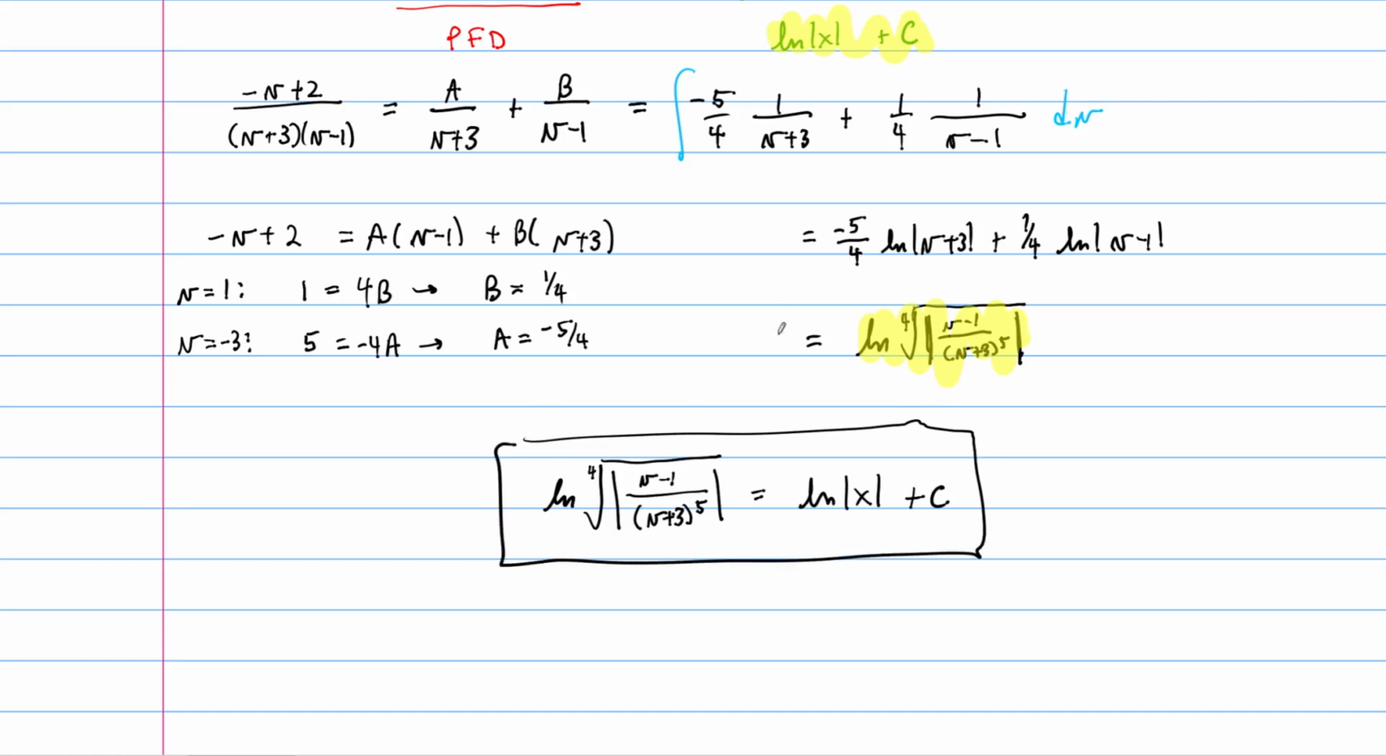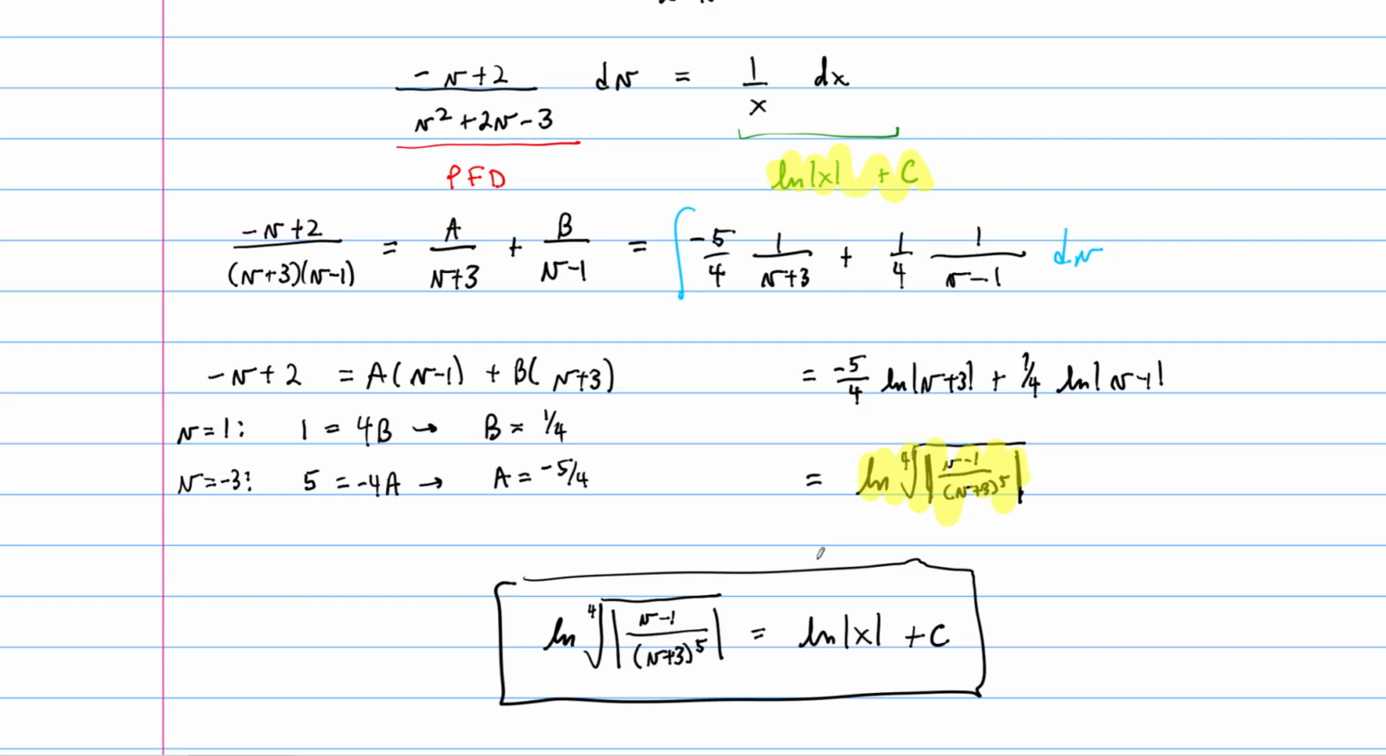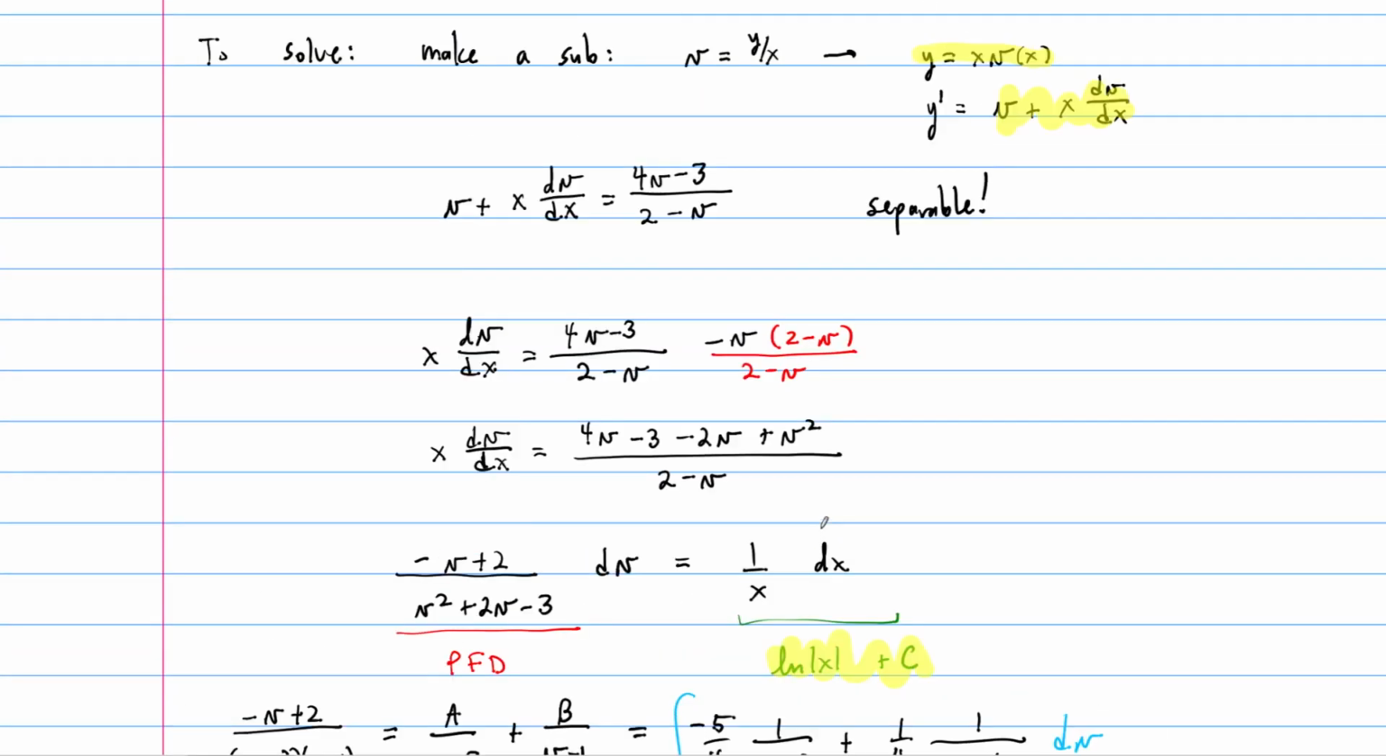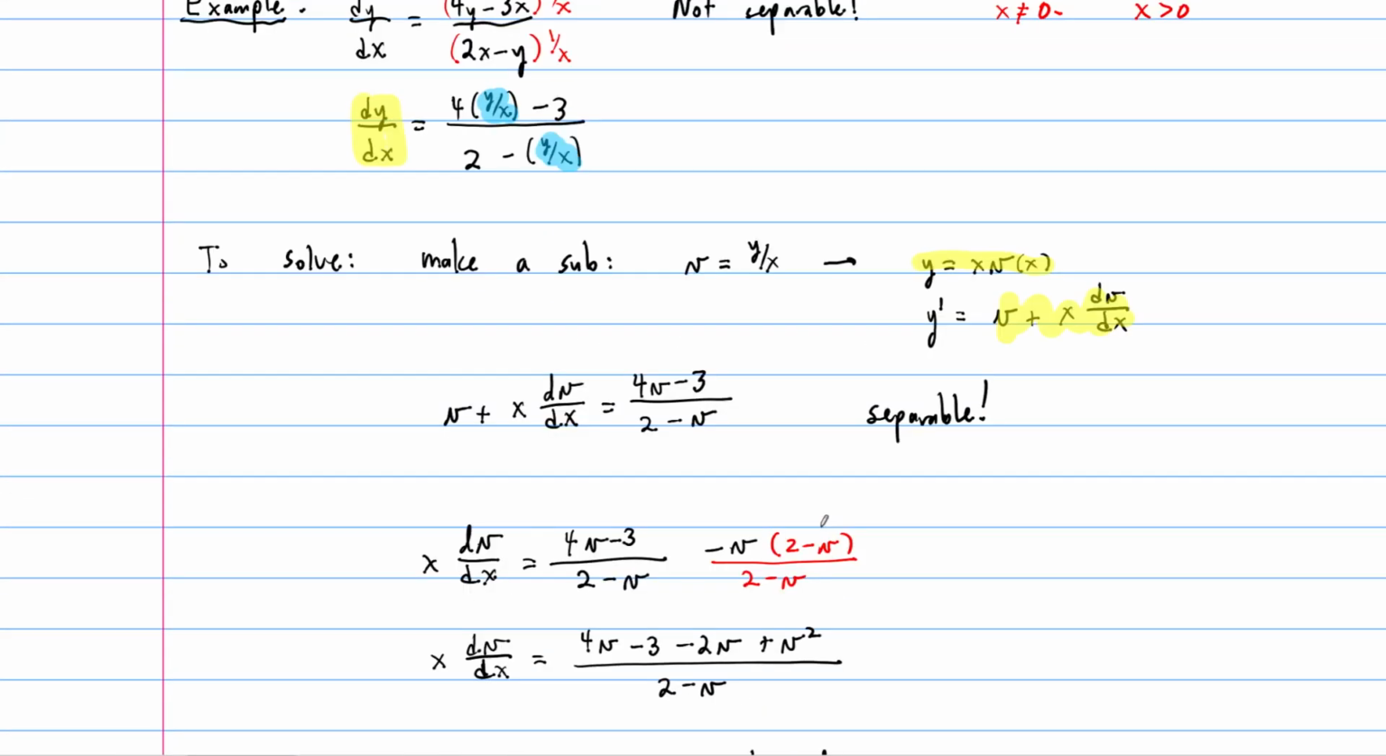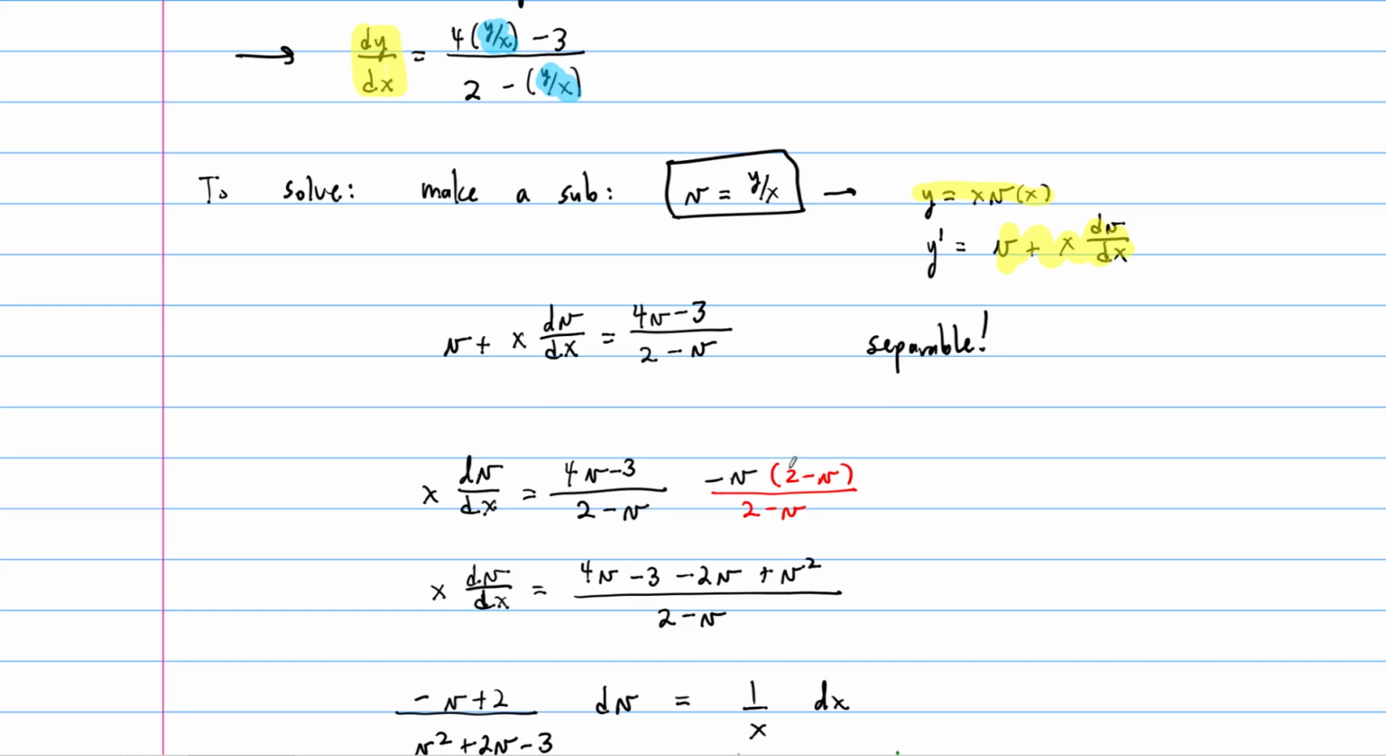Okay, so it got a little crazy at the end there, just with some crazy logs. But the main idea of this one is right here. If you notice that your equation is homogeneous, you make this substitution, and then you solve for v.